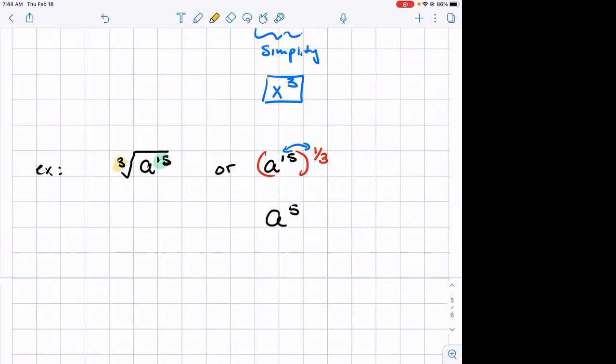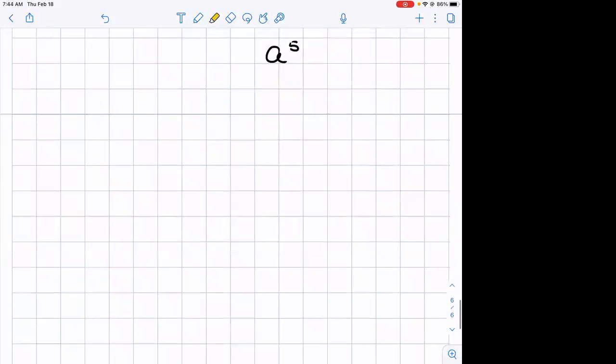Now, what happens if that number is not divisible by the index? And that's where the simplification of radicals comes in. Well, if we have an example, okay, simplify. How about if we have the square root of x to the 11th power?